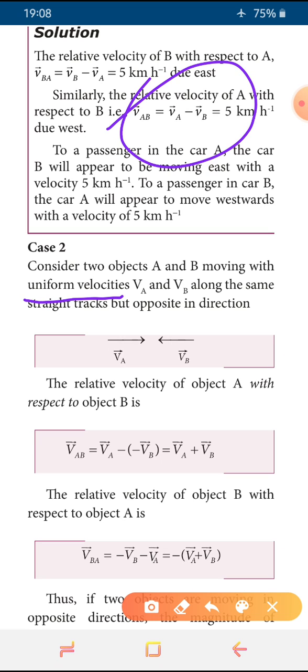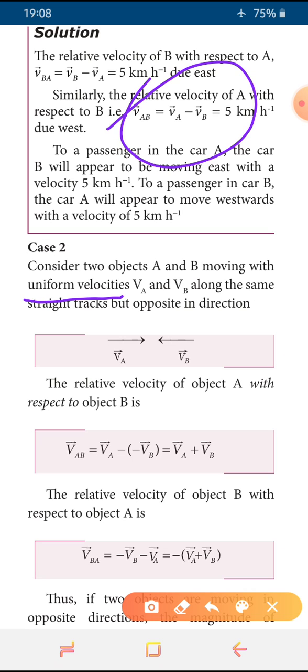As we have considered, it is moving with the uniform velocity va and vb along the same straight tracks, but the direction is opposite. Both are moving uniformly, but in which direction they move is opposite. Then we can write that va vector is opposite to vb vector.